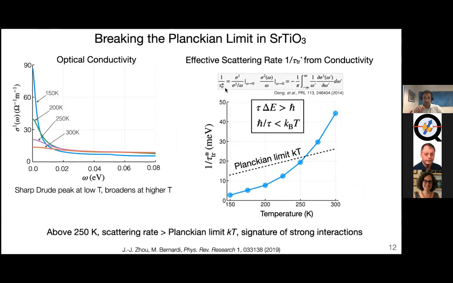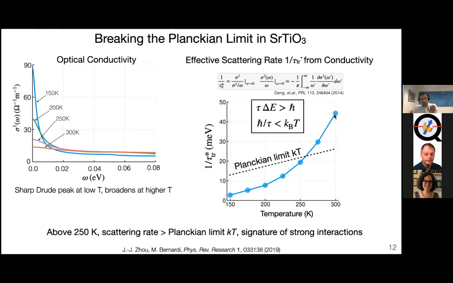This is no longer lowest order perturbation theory, so we don't have a scattering rate, but we can still extract it from the optical conductivity. If we plot the scattering rates multiplied by h bar, so in energy units, you see here that it increases rapidly as a function of temperature.